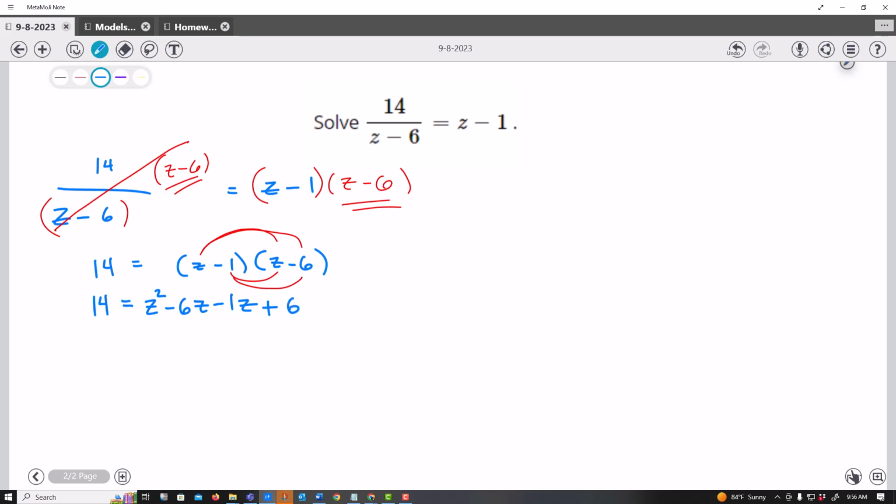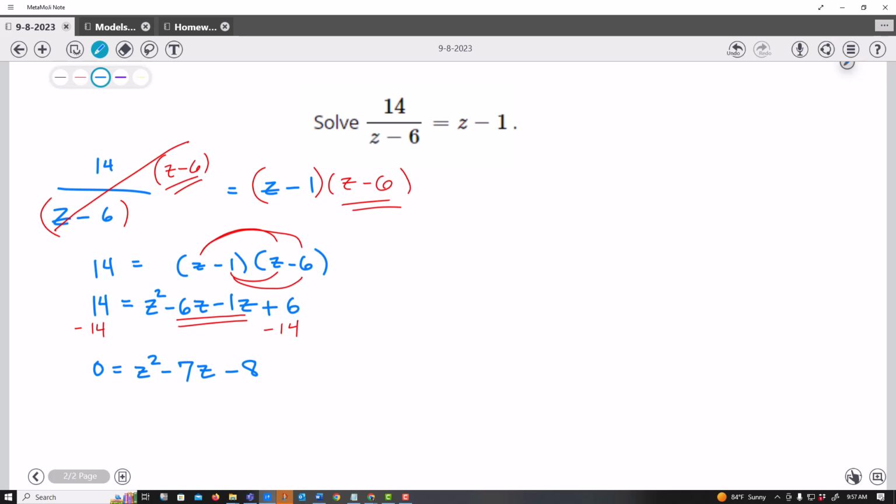And I see that I have a quadratic, so I'm gonna move this 14. And in the same step, I'm gonna combine those like terms. So let me not lose my minus 14 there. And so I get 0 equals z squared minus 7z. And then I believe that would be negative 8.